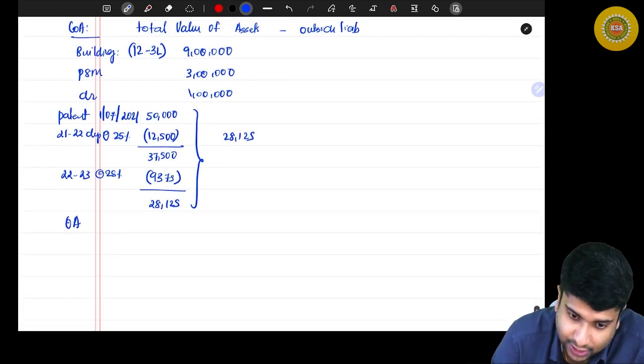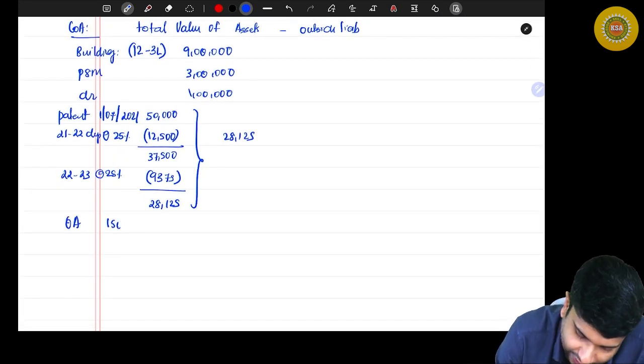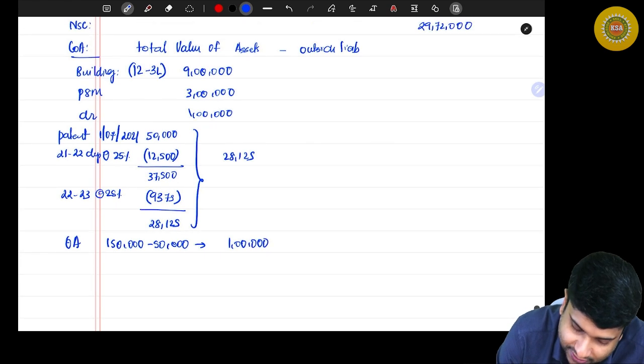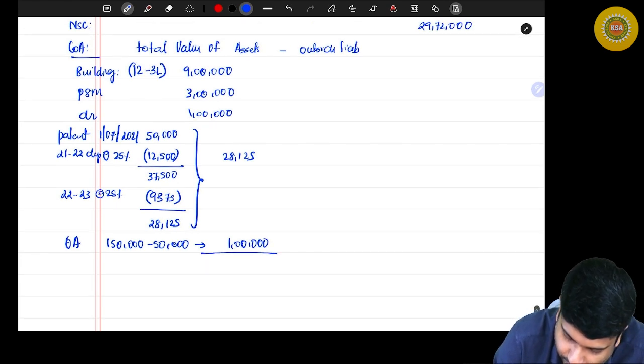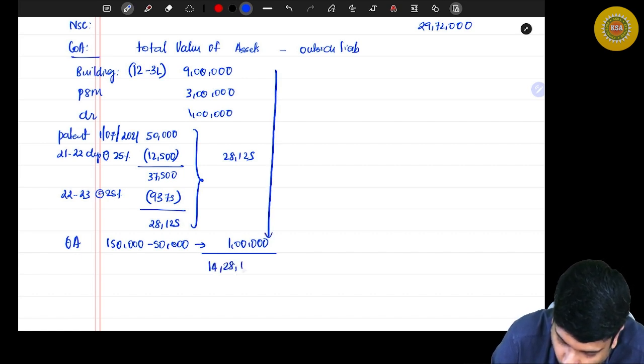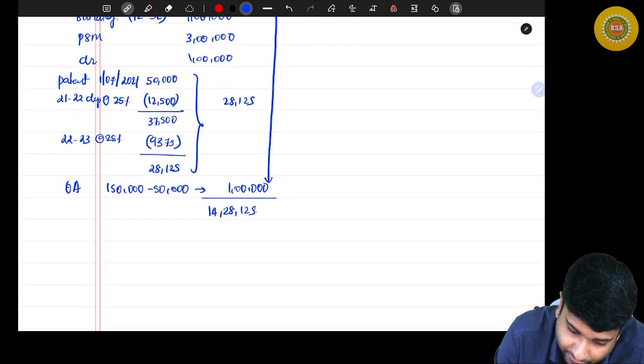Now, there are other assets also. Excluding patent, how much is the other assets? 1,50,000 minus 50,000. So excluding patent, the value will be 1 lakh. Now, can you tell me how much is the total value of asset? 14 lakh 28,125. How about liability? Which all are the liabilities?